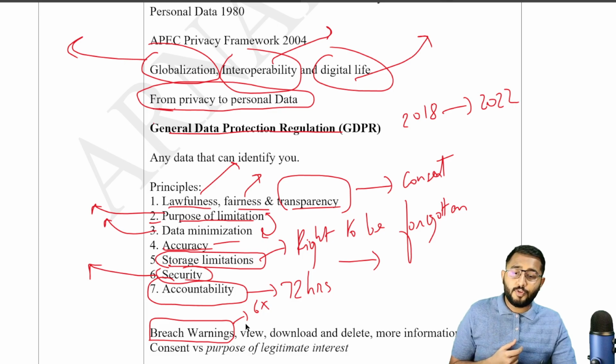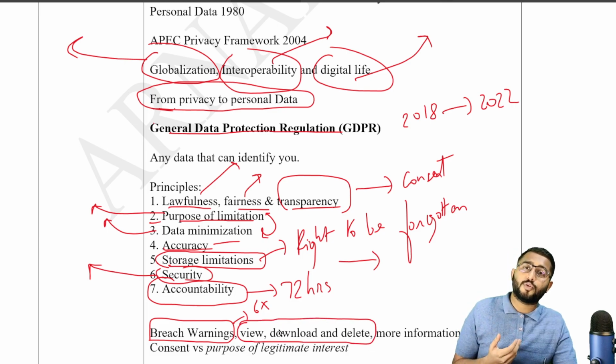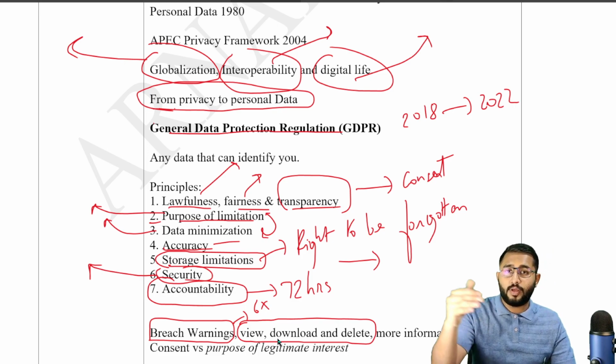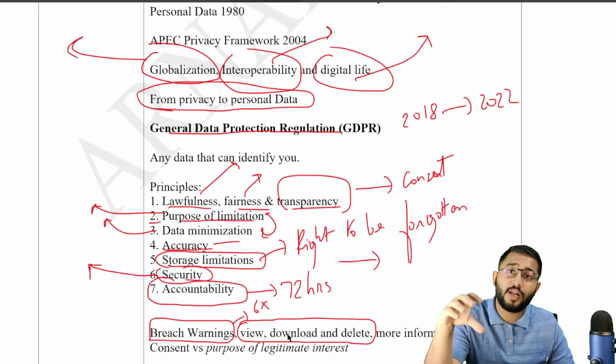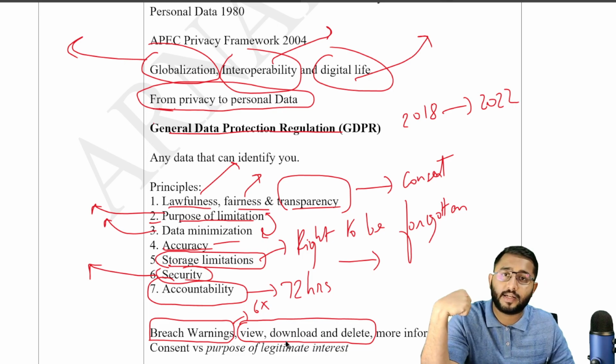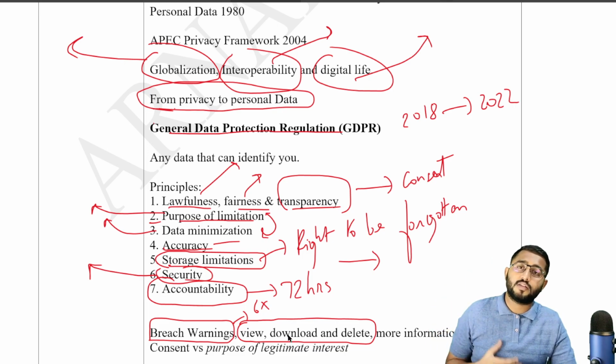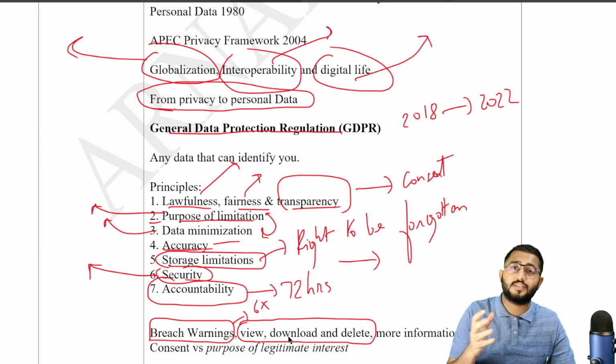Then it gave you the power to view, download, and delete your own content, which wasn't there before. Today, if a company is collecting your data, you get to see what data is being collected. You get to download the data they collected, and you get to ask them to delete the information they had collected. The onus, the consent, the onus is given on the consumer itself.